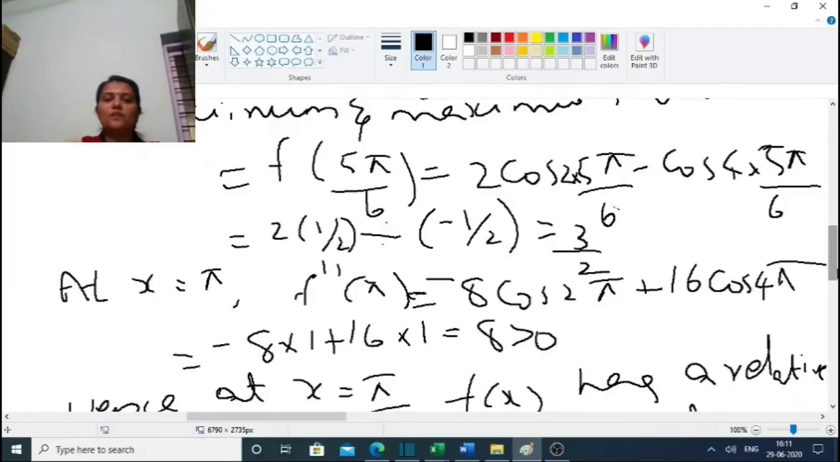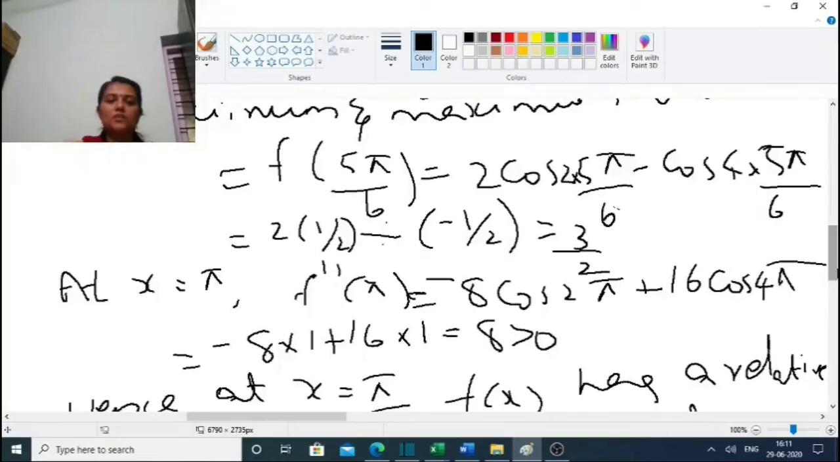So that value is less than 0, therefore f has a relative maximum, and the maximum value is equal to f of 5 pi by 6, which is equal to 2 into cos 2 into 5 pi by 6 minus cos 4 into 5 pi by 6, which is equal to 2 into cos 10 pi by 6, that is 300, in the fourth quadrant, so half. Minus cos 4 into 5 pi by 6 is again in the third quadrant, so negative value, so 2 by 2 plus 1 by 2 is equal to 3 by 2.